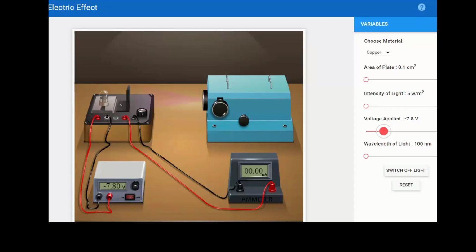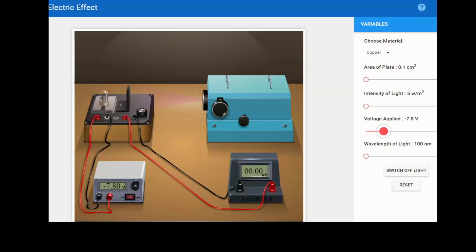And in this experiment, we are finding this stopping potential. You see, I have applied 5 watt per meter square, and the wavelength I have used is 100 nanometer. For that, I have seen the stopping potential is 7.8. In this experiment, you will change the intensity of light, keeping your wavelength constant. You have to make an observation table like this.